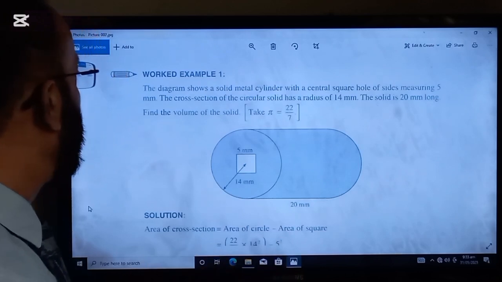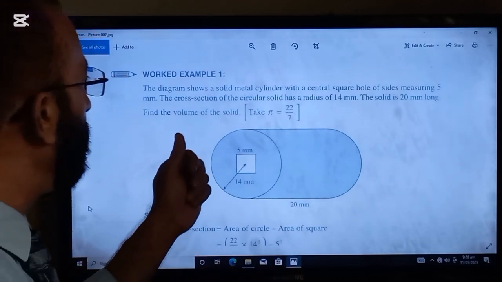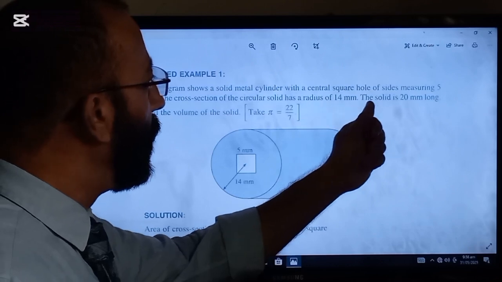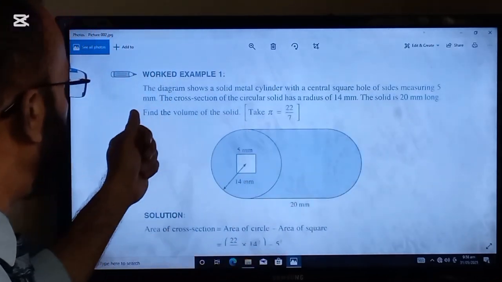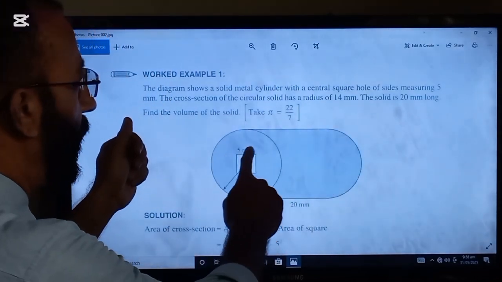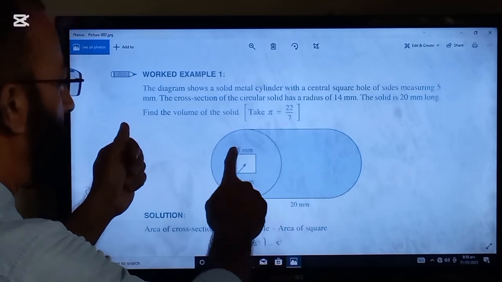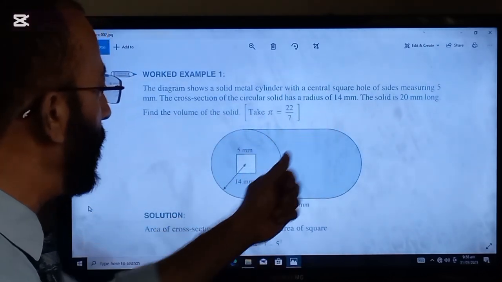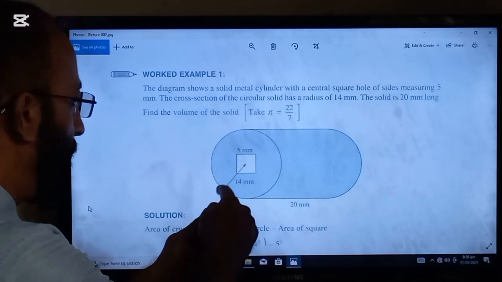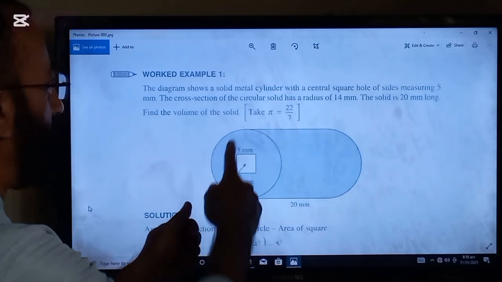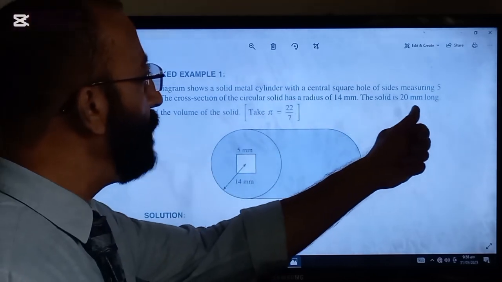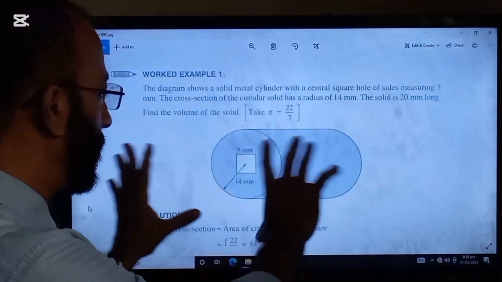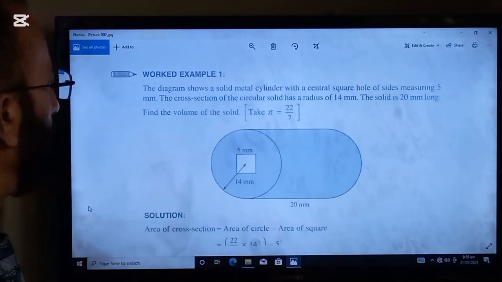Here is another important question. The diagram shows a solid metal cylinder with a central square hole of sides measuring 5 millimeter. So this is a hole of side 5 millimeter. The cross section of the circular solid has a radius of 14 millimeter, so 14 millimeter is the radius of the circle. The solid is 20 millimeter long. This is the height of the cylinder. Find the volume of this solid.